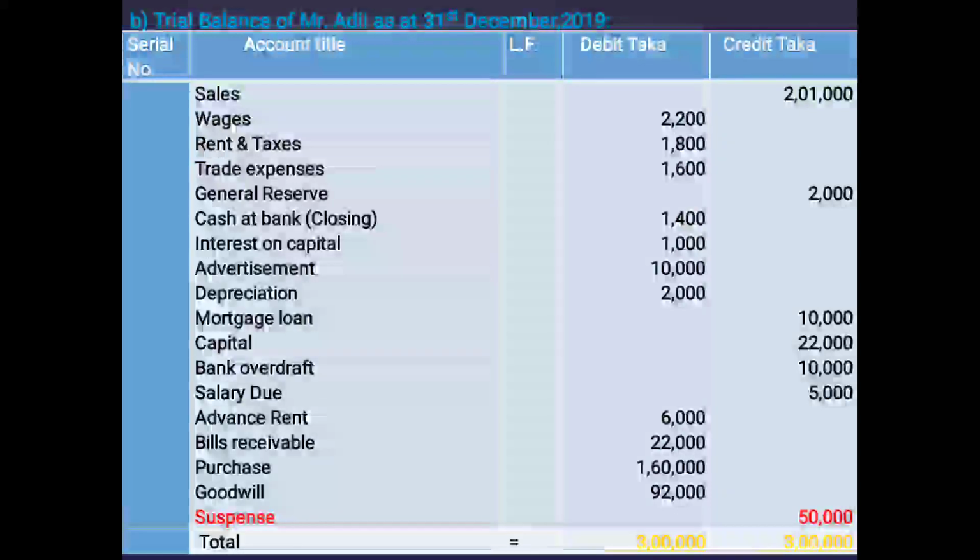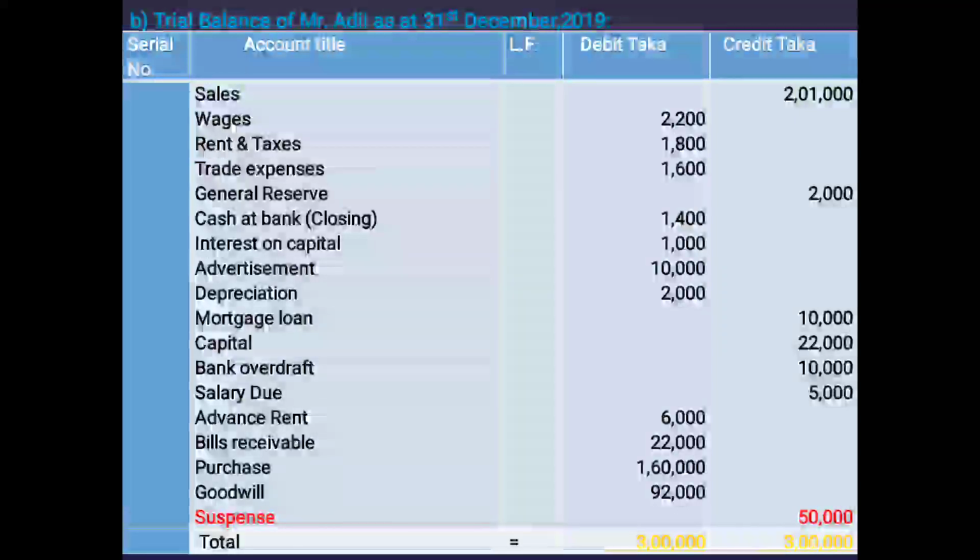Bank overdraft is one kind of current liability. That is a liability. We know from the rules and procedure of preparing a trial balance that all liabilities are credited in the trial balance. So bank overdraft is credited for taka 10,000 in the trial balance.